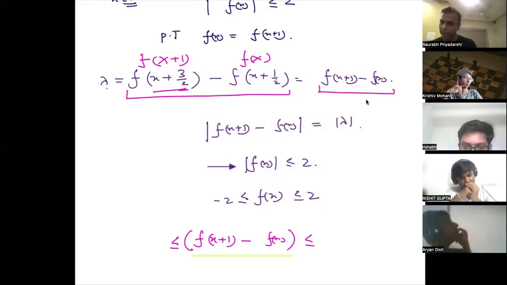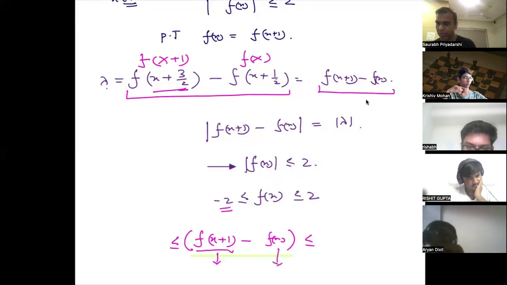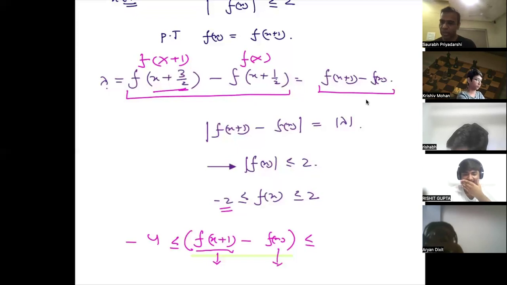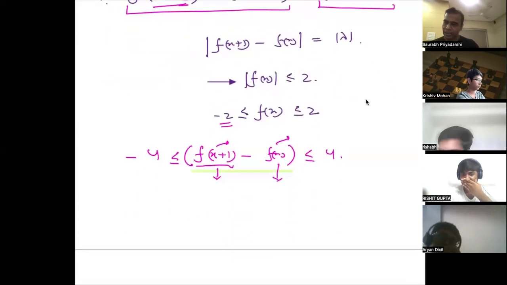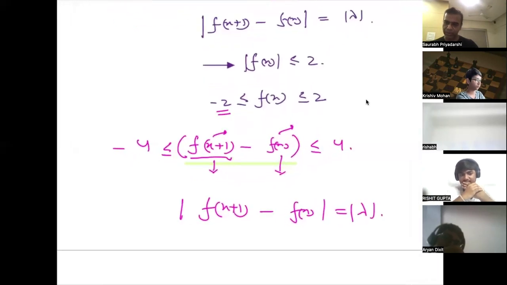See, f(x+1), the minimum value is -2. So I can say when this takes the minimum value, then this will be minimum and this will be maximum, so this will be -4. And the maximum value is when this is maximum and this is minimum, that is 4. So this value is coming between -4 to +4, right? So can I say that mod of f(x+1) minus f(x) is equal to lambda, this value? Is this okay?